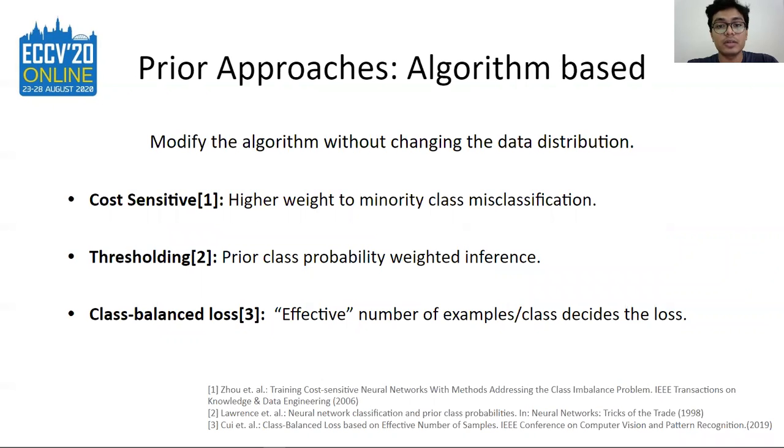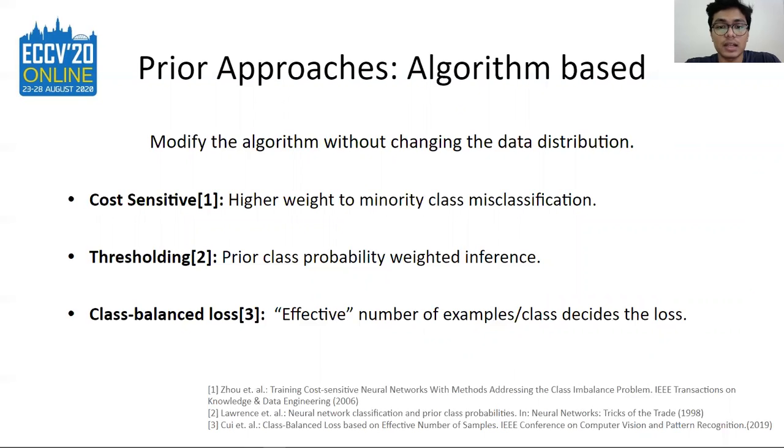Algorithm-based methods try to modify the cost function for training the classifier. The cost-sensitive approach penalizes the misclassification of a minority class example more as compared to that of the majority class examples, depending on the degree of imbalance present in the data. Thresholding applies a similar concept, but at the stage of inference, by multiplying the predicted probabilities according to the prior probability of occurrences of these classes in the training set.